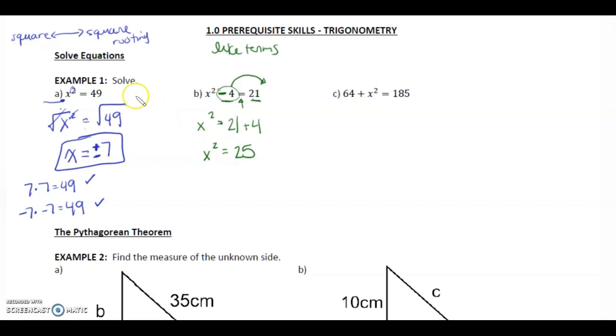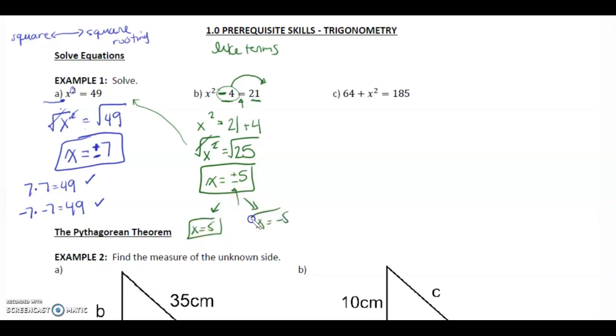And then we're kind of back to here, where we think to ourselves, how can we get the squared off of the x? Well, we square root both sides. So we end up getting x equals plus or minus 5. Okay, two solutions, plus 5 and minus 5. And we write those stacked. You could also write the answers as x equals 5 and x equals negative 5. And either way, this way or this way, it's correct.